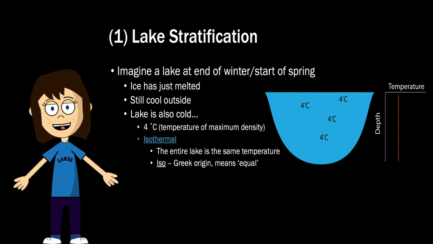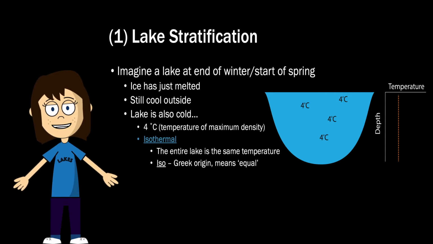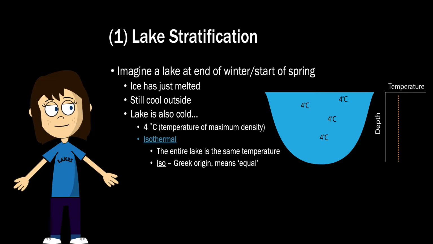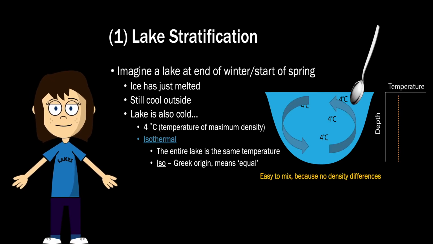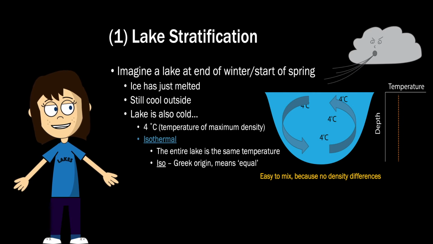On the right, you'll see a plot of temperature versus depth. These types of plots are very common, and you should become familiar with them, as we're going to use them throughout this video. Temperature is on the x-axis, and depth is on the y-axis. And in the spring, you can see that the temperature is the same at every depth. And because the temperature is equal, the density is equal, and that means the lake is relatively easy to mix. And, of course, we don't mix lakes with a spoon. Lakes are often mixed by wind energy.